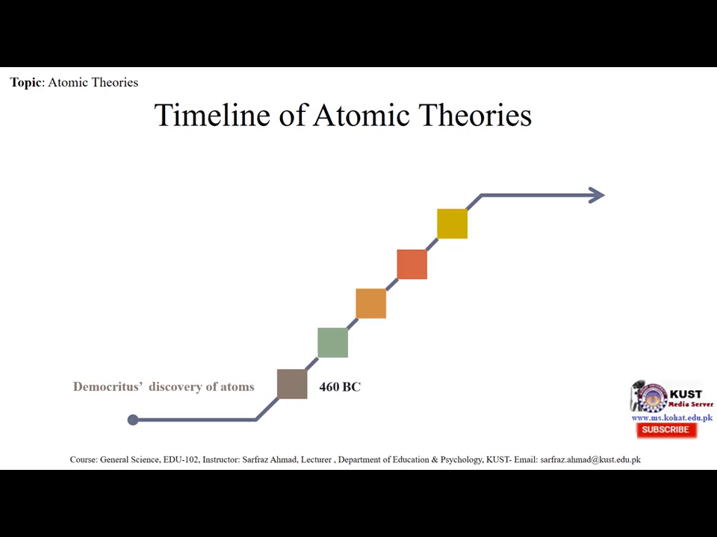The first theory was Democritus' discovery of atoms, that was in 460 BC, and then Dalton atomic theory, and that was in 1803. Then Thomson's discovery of electrons, that was in 1897. Then Rutherford's nuclear atom, that was in 1911. And then Bohr electron orbit, that was in 1913.